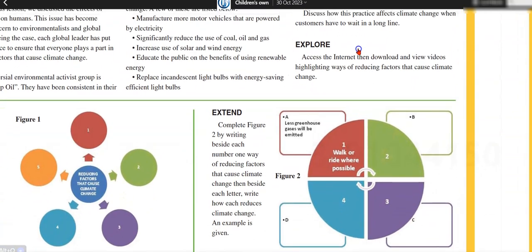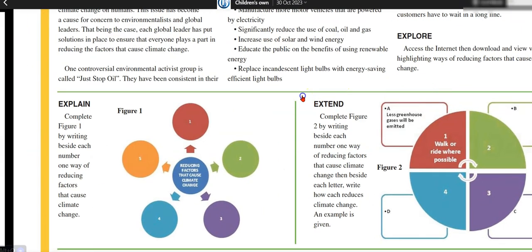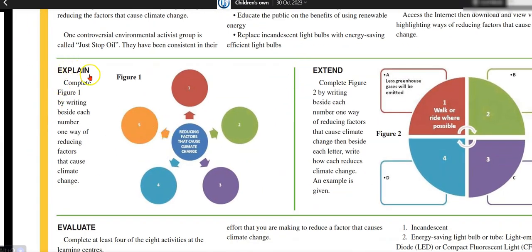So that's one way of looking at it, to say, boy, hey, we still have that as a concern. Explore says, access the internet, then download and view videos highlighting ways of reducing factors that cause climate change. Let's go. So here's figure 1. So figure 1, we have factors, reducing factors that cause climate change. And we need to complete this by writing things that are there.